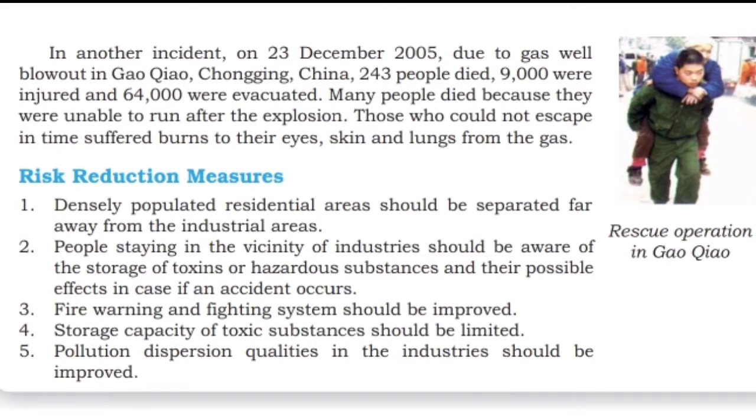Risk reduction measures. Densely populated residential areas should be separated far away from the industrial areas. People staying in the vicinity of industries should be aware of the storage of toxins or hazardous substances and their possible effects in case an accident occurs. Fire warning and fighting systems should be improved. Storage capacity of toxic substances should be limited. Pollution dispersion qualities in the industry should be improved.